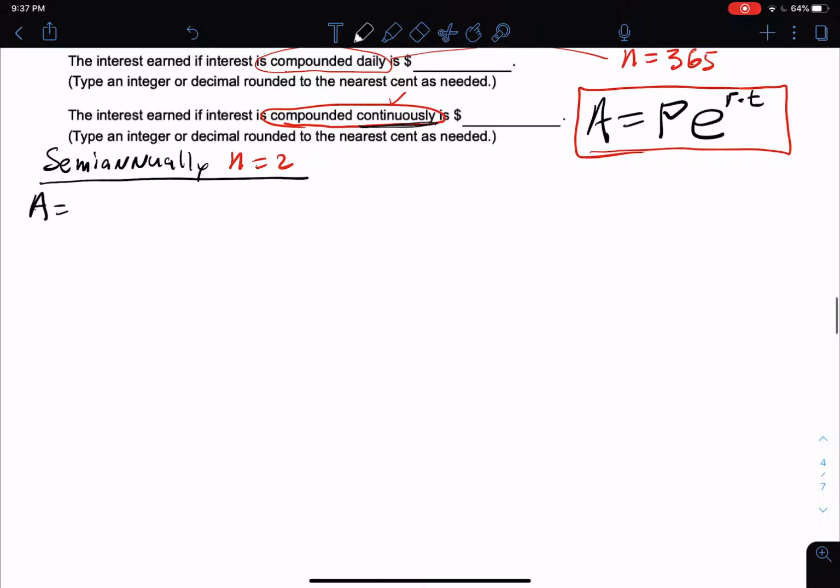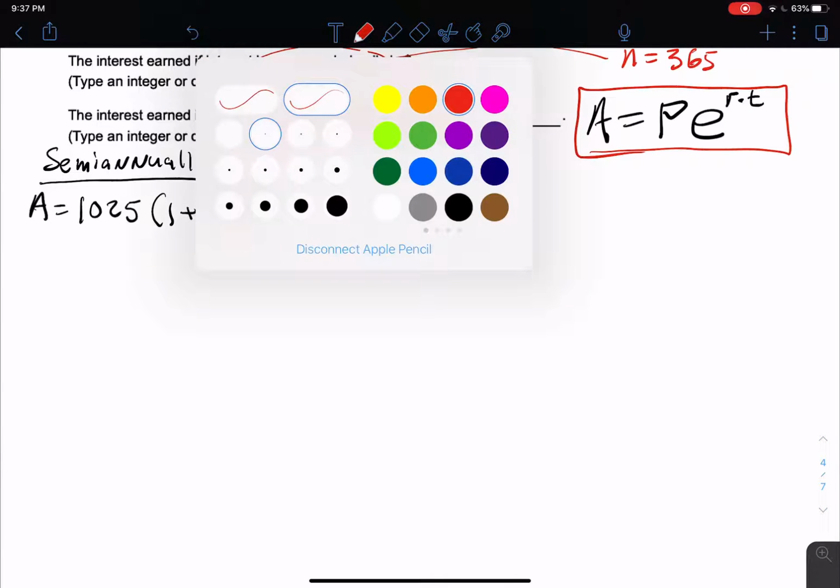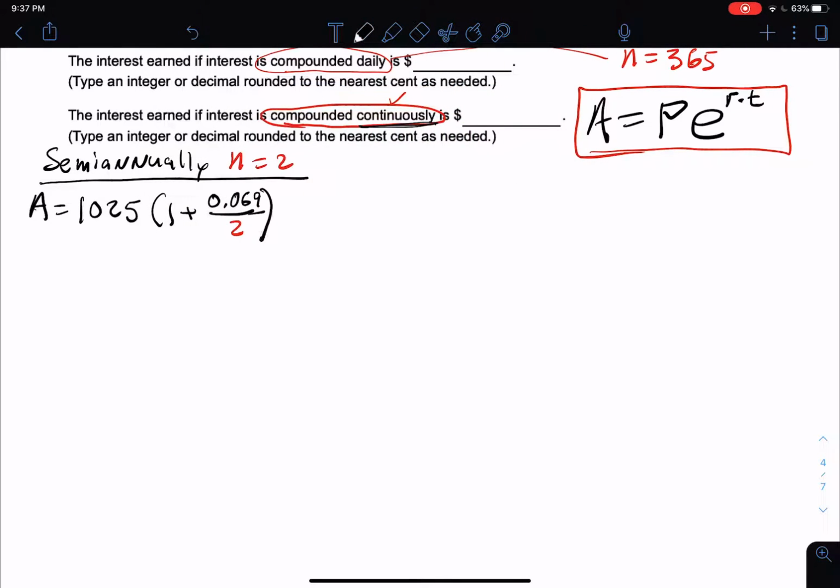So if we're going to do this semi-annually with a compounding period of 2, it's going to be $1,025 times 1 plus that interest rate we saw back up there, which was 0.069. It's being compounded semi-annually, which means twice a year. And then we are going to have to raise it to the compounding periods. Remember, those two numbers are always the same. That's why I'm making them red. Times the time interval, which was 3 years.